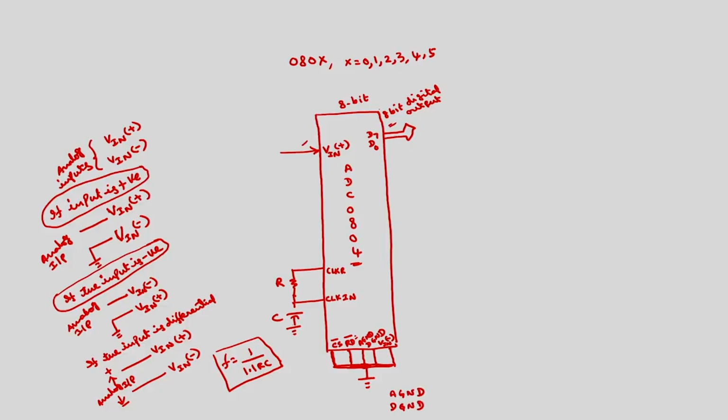So what is the reason for using the two grounds, analog ground and digital ground? Because this is a mixed signal device. We have analog signal as well as digital signal, a mixed signal circuit. So that is why we have analog ground as well as digital ground. If I use two grounds, it will reduce the noise. That is the reason why we will use two grounds.